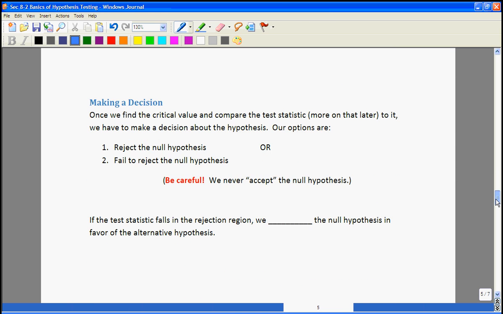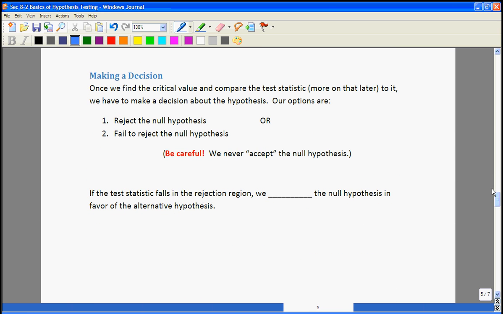Next we move on to making the decision. I think I've already alluded to this with finding the critical values before, but it doesn't hurt to state it a little more formally. So once we find that critical value and compare the test statistic to it, we have to make a decision about the hypothesis. Our options are to reject the null hypothesis or fail to reject the null hypothesis. And be really careful. We never say accept the null hypothesis.